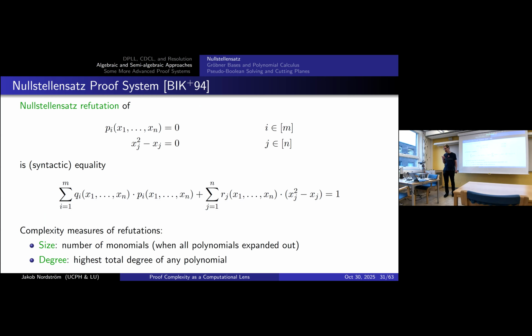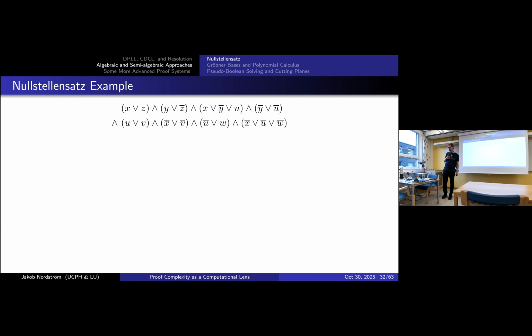And for such refutations, we'll expand all polynomials out as sums of monomials, and we will consider the size of a refutation to be the number of monomials. And we're also interested in degree, which is the largest total degree of any monomial that appears, or any polynomial that appears in the certificate. And just to show how this works, here's our favorite CNF formula again. If I translate it to polynomials, this is what I get.